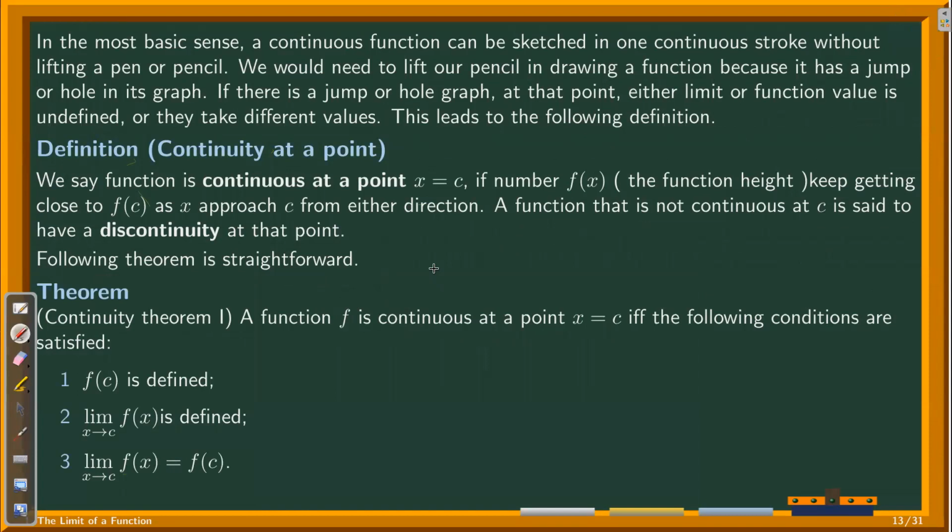f(c) means f(c) is defined. f(c) means the function value at the point, where I plug in c. This is the two-sided limit as x goes to c. And this means the function value at c.